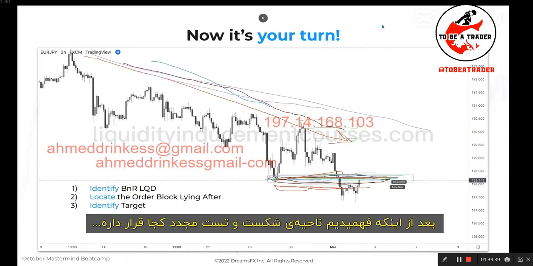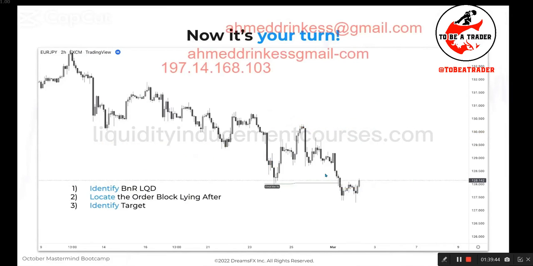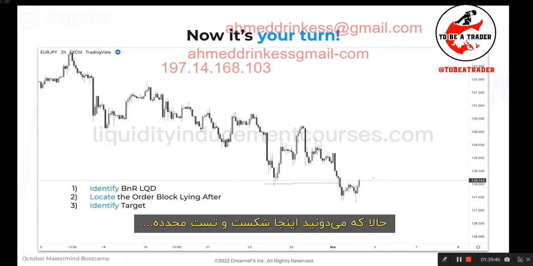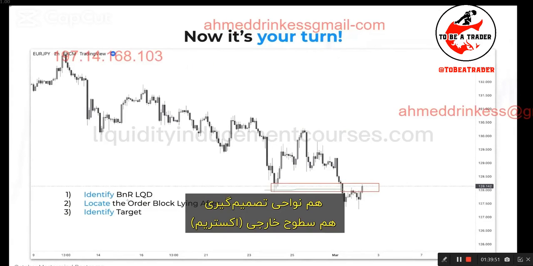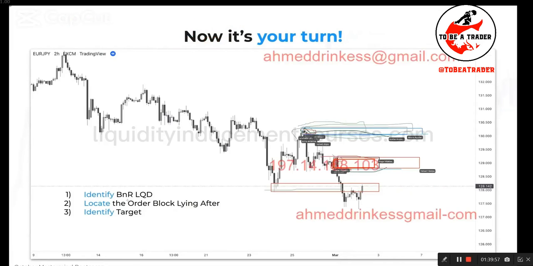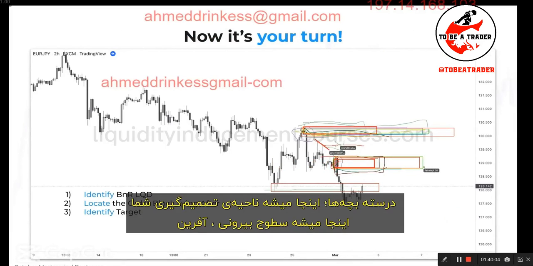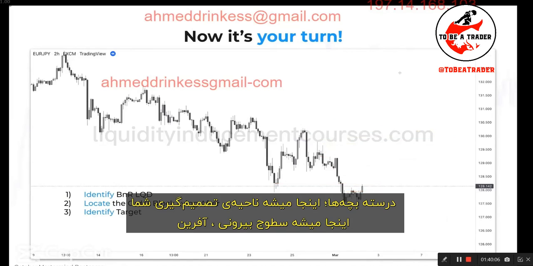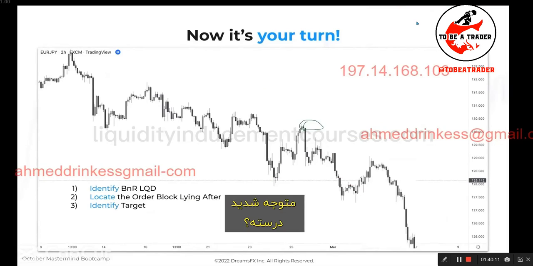Awesome. After we know what the break and retest is, which is right here, where's our correct order block or blocks? Decisional and extreme. Boom, right? So let's see which one it's going to be. That's it, guys. There's your decisional. There's your extreme. Awesome. And there you have it.